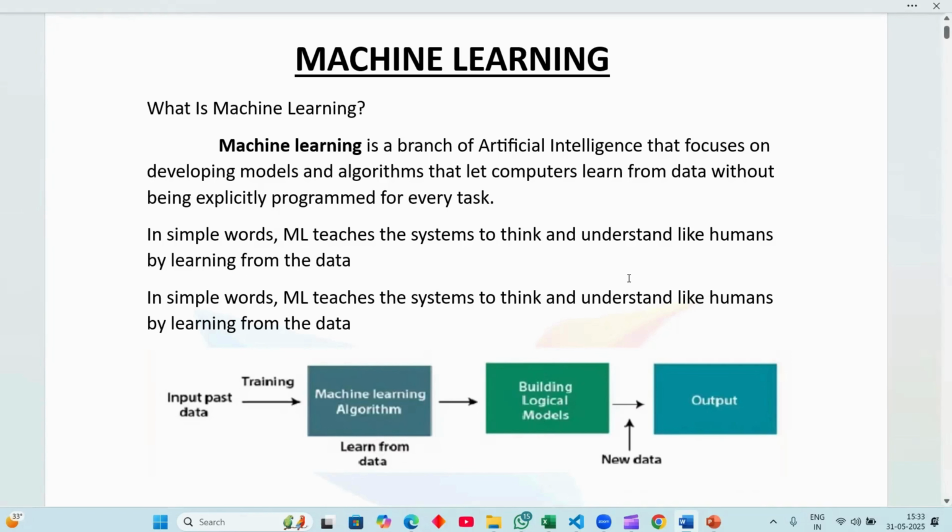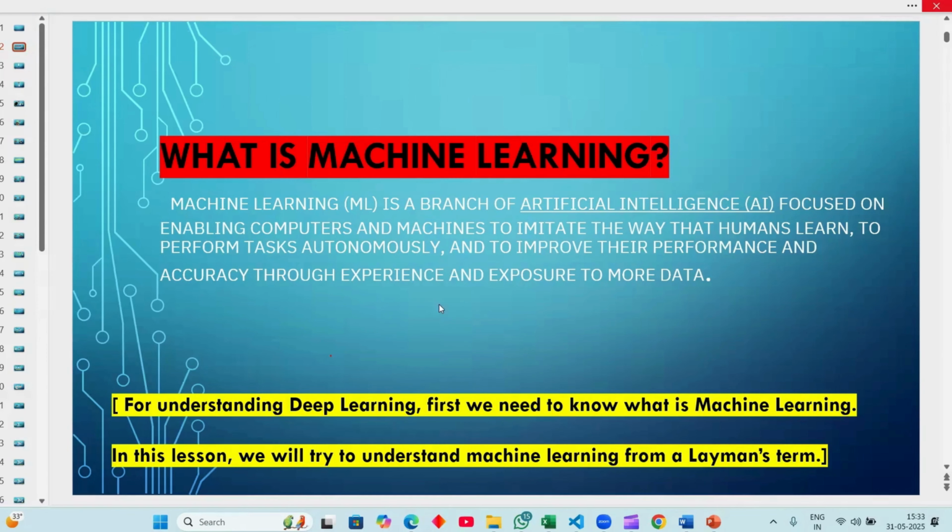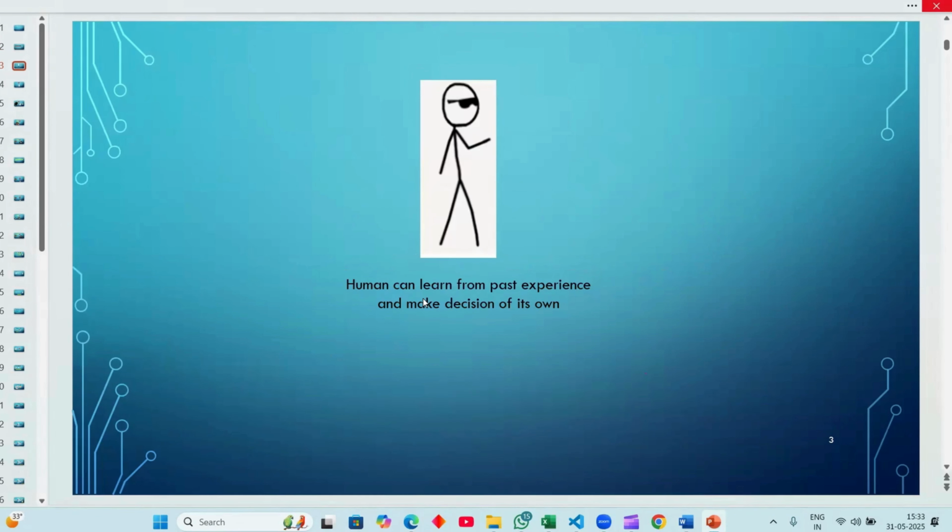Okay, let's enter into the practical base, so you understand more easily. So we all know the definition. For understanding deep learning, first we need to understand what is machine learning. So in this lesson, we will try to understand machine learning. Let us assume we have a simple person, like a human.